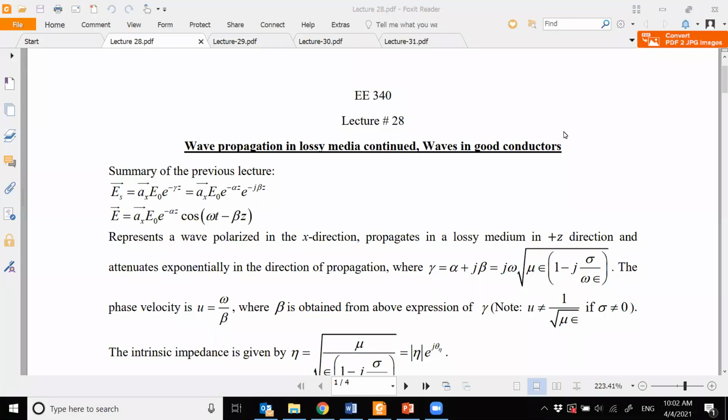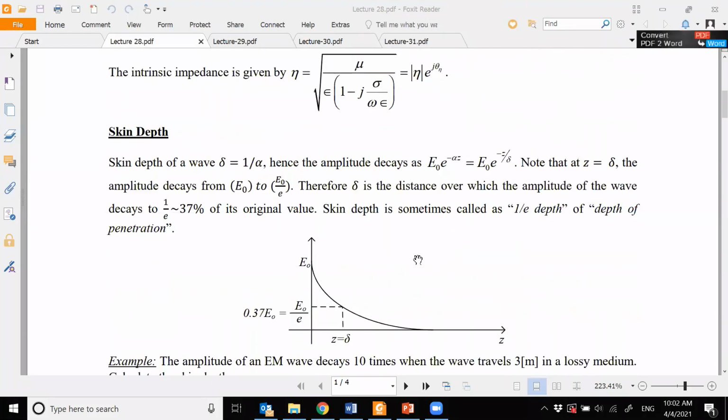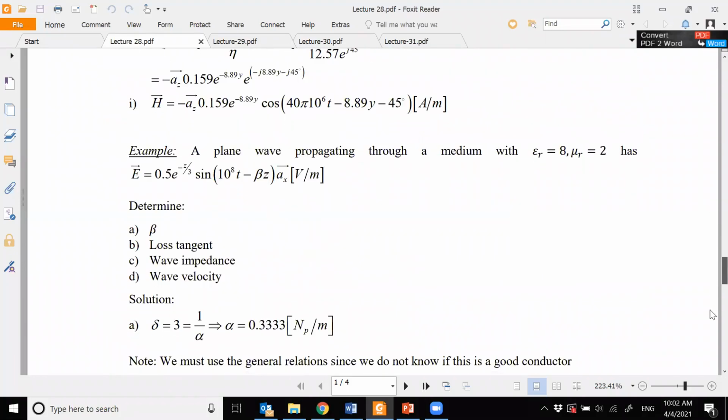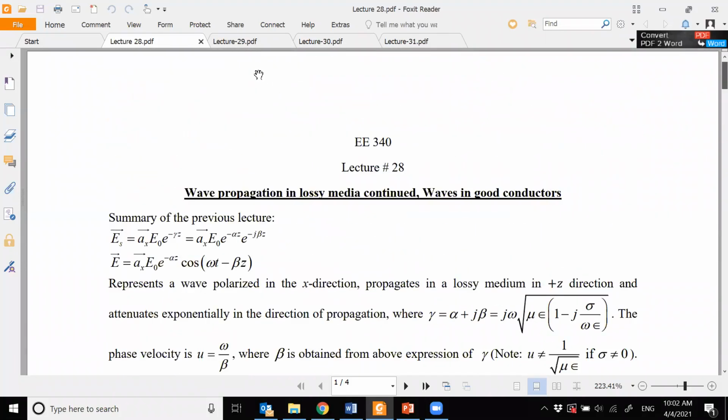Okay, so in the last few classes, we were looking at our electromagnetic wave. To be specific, we were looking at the transverse electromagnetic wave. We looked at how it propagates in a lossless media and how it propagates in a lossy media. We looked at how the propagation constant gamma came, which is made up of alpha and beta, where alpha is the attenuation constant and beta is the phase constant, right? We looked at it and we did a few examples on that.